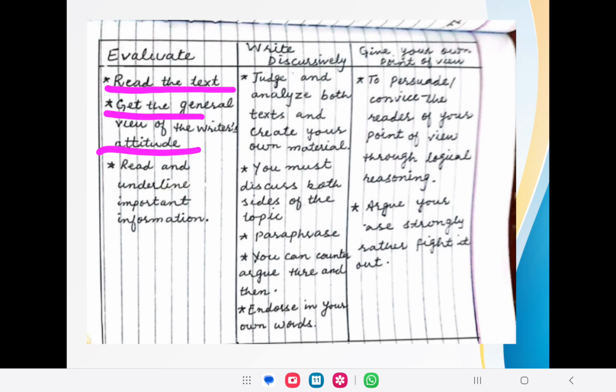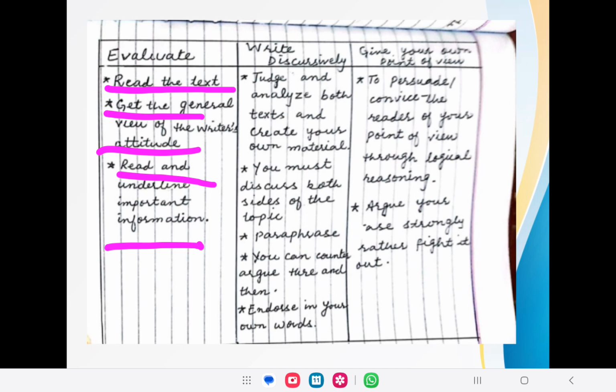After that, read and underline important information, like I've told you earlier. Now write discursively. Judge and analyze both texts. Judge means evaluate. First you will analyze, then you will evaluate both texts and create your own material. After that, inshallah, we'll do this together again. While doing so, I'll try to cover all the directed writing tasks one by one. So judge and analyze both texts and create your own material.